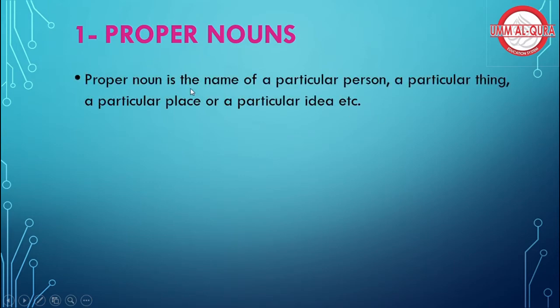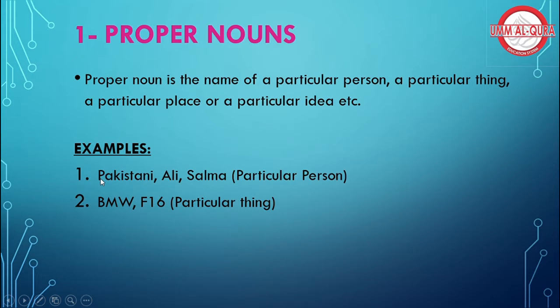A proper noun is the name of a particular person, a particular thing, a particular place, or a particular idea. Means something that is unique. Okay, we have a few examples like Pakistan, Pakistani, Ali, Salma. These are the names that belong to a person. Not everyone is Pakistani, not everyone is Ali, and not every woman or girl is Salma. So these names are used to refer to a particular person.